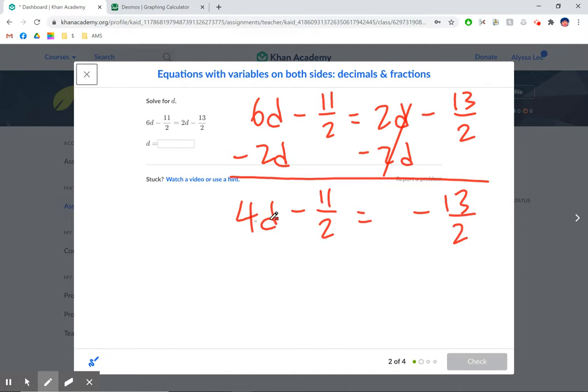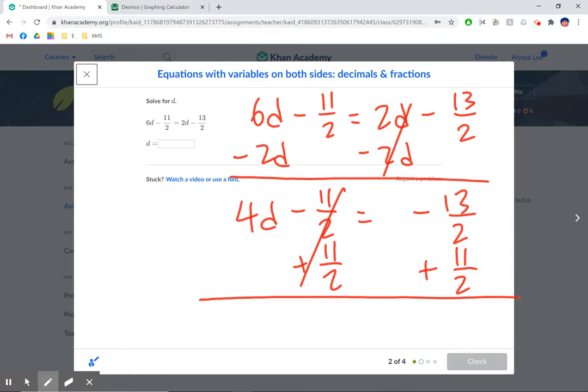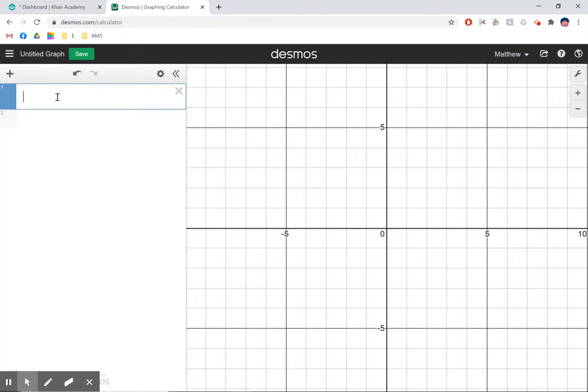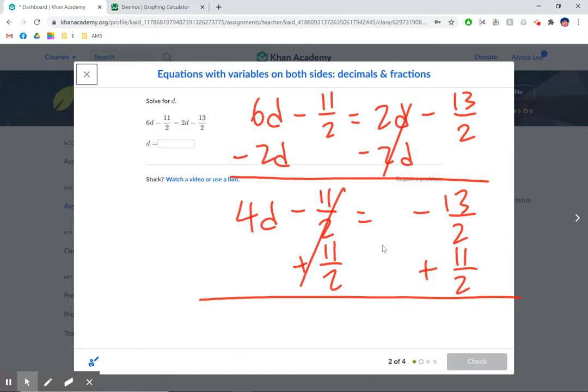If we have 4d minus 11 halves, we're going to add 11 halves to remove it, right? So add 11 halves. Just add the whole number. Don't worry about how crazy it looks. We can use a calculator to help us out. So negative 13 halves plus 11 halves. You can do it in your head, but if you can't, let's use a calculator. So we have negative 13 halves plus 11 halves. It actually equals negative 1. How nice is that? Okay, simplified it for us. That's a negative 1. So on that right side, you get 4d equal to a negative 1.